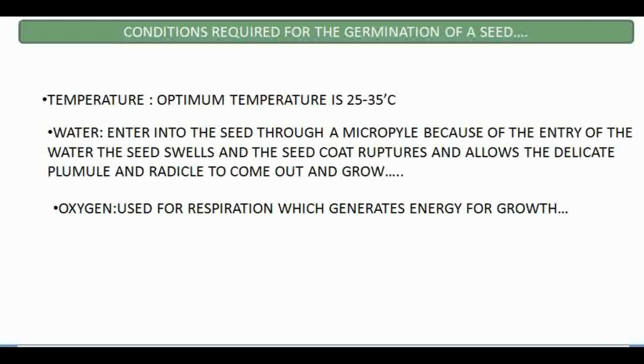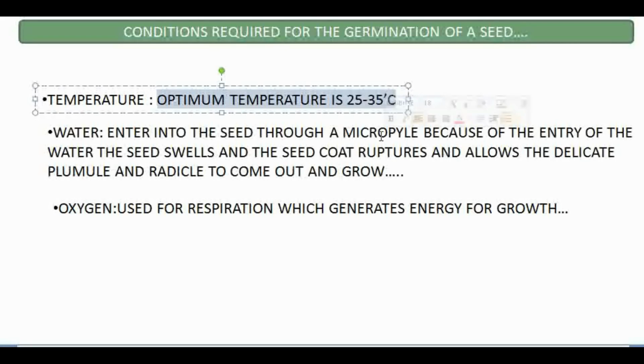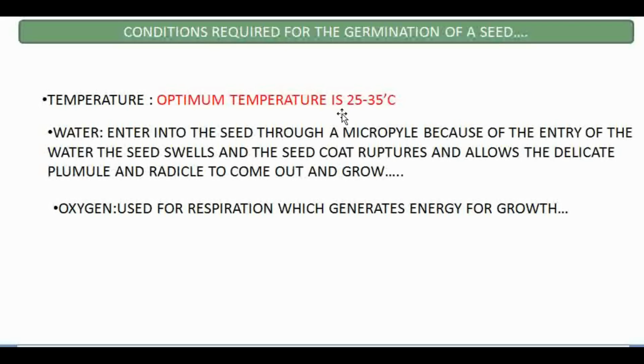Next is conditions required for germination. As I told you, there are some particular favorable conditions so that the seed can easily germinate. Here we are going to discuss those conditions. The first condition is temperature. We need an optimum temperature for the germination of a seed. The optimum temperature is between 25 to 35 degrees Celsius.